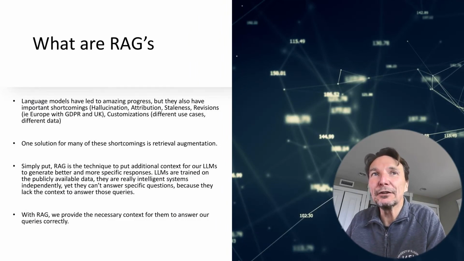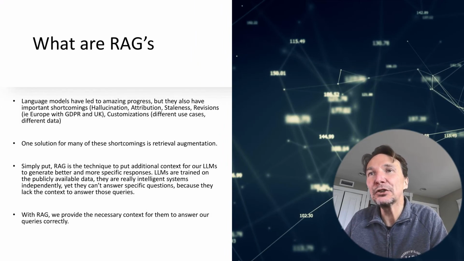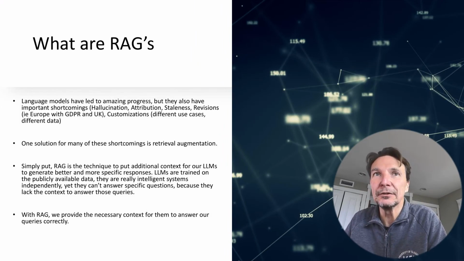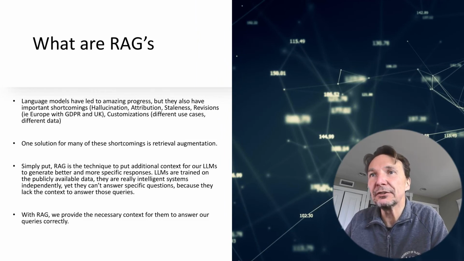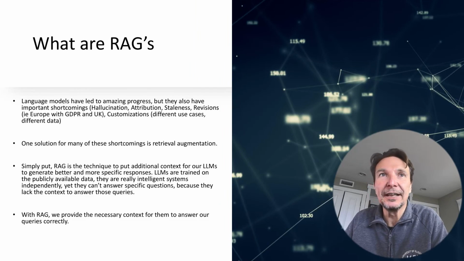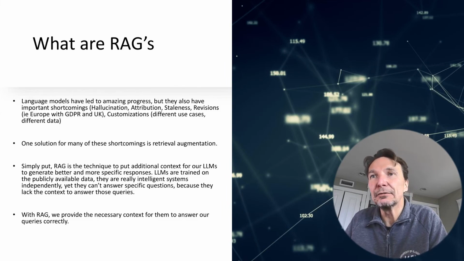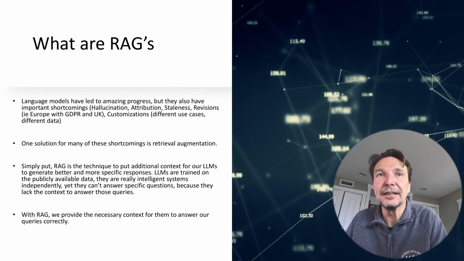Well, if you look at large language models, they've basically got some shortcomings. You know, they're amazing tools, but some of the shortcomings are, for example, hallucinations, which has been well talked about. Attribution, i.e., where did you get the answer from? Staleness, which is the age of the data, and then revisions, and then you get customization. So, you know, different use cases, different data.